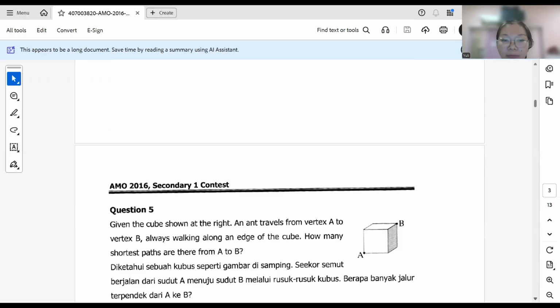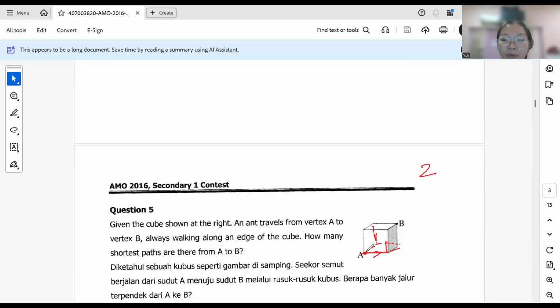Okay, number 5. Given the cube shown at the right, an ant travels from vertex A to B. Draw, okay? You just draw. From A, you have 3 possible paths if you draw like this, right? So the first path is going here. Every single path that you take will have 2 possibilities. Because if you take this one, it will go up here or here. So there are 2.